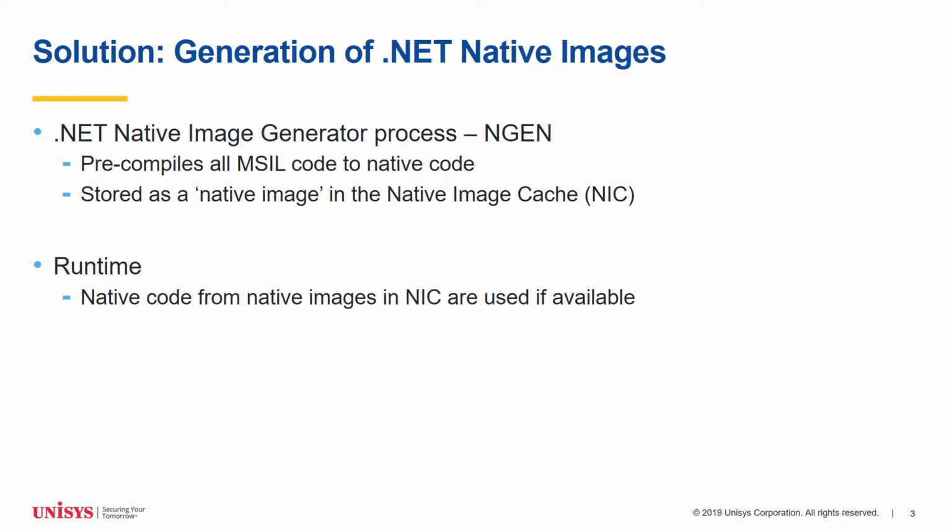There is a solution for this, and that is the upfront compile of all MSIL code to native code. This can be done using a .NET utility called the NativeImage generator. This can be used to pre-compile all MSIL code in a DLL to native code, and it gets stored as a native image in the NativeImage cache. At runtime, if an up-to-date native image is available in the cache, then the JIT compile will be bypassed and the native code from the native image will be used. The net effect of this is a significant reduction in the startup time of the online system and reports.